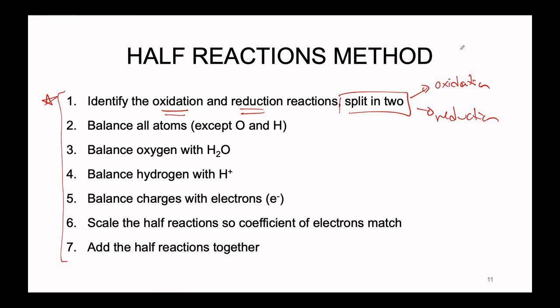So it's going to be easier to figure out what the electrons are that are coming off or going into the oxidized or reduced species, respectively. Next, we are going to balance all atoms except for oxygen and hydrogen.